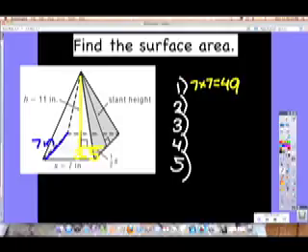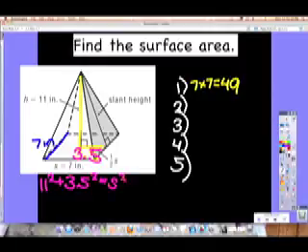Does anybody have 3.5 squared? Thanks. 12.25, thank you. Take the square root. Can I get a hand in there? What'd you get for slant height? Go ahead, Alex, thank you. 38.5.